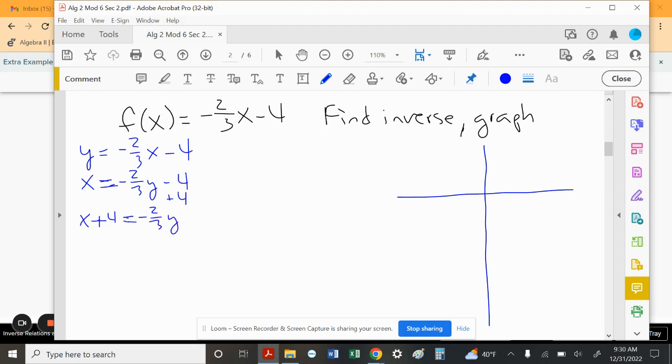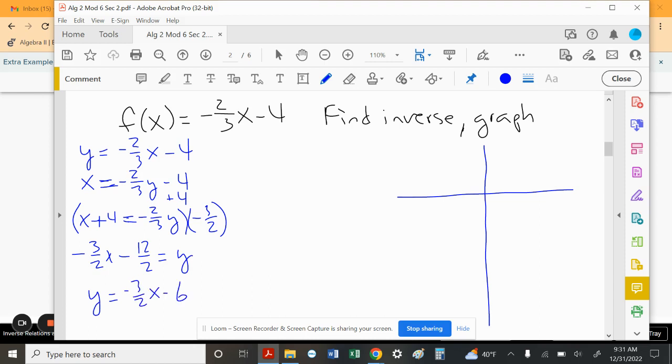And then finally, we're going to multiply everything, in this case, by negative 3/2, because we want to get rid of this 2/3 here. So we multiply that all the way through. I get negative 3/2 x minus 12 over 2 equals, and then we have our negative 2/3 y. So that, of course, cancels, and we just have y. So there's our equation right there. But, of course, we're going to clean it up a little bit. We have y equals negative 3/2 x minus 6.